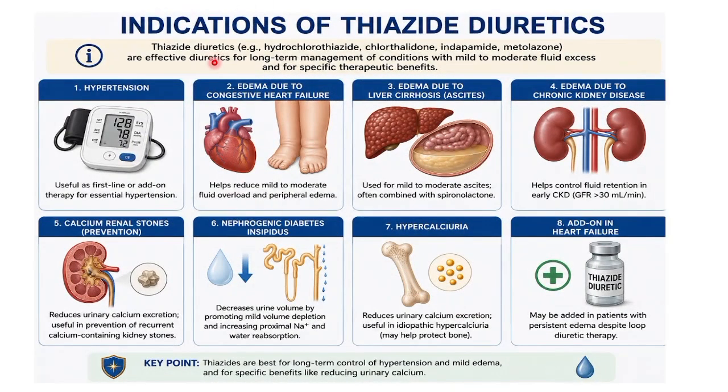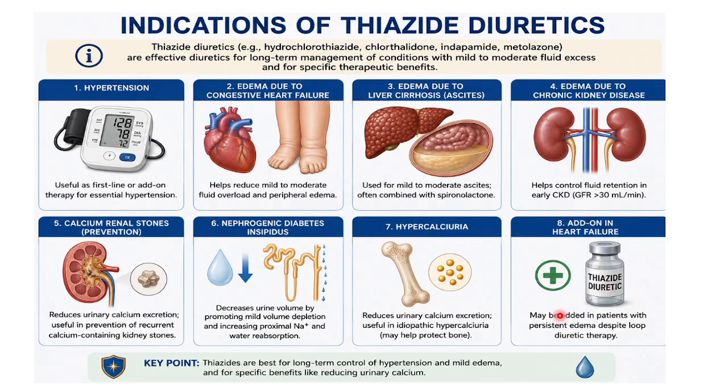So this is an AI image that I've derived on the indications of using thiazide diuretics. It can be used in managing primary essential hypertension. It can be used in edema, especially those due to congestive heart failure. It can also be used in edema due to liver cirrhosis, like ascites. It can also be used in edema caused by CKD. It can be used for those clients who need calcium renal stone prevention. It can also be used in nephrogenic DI and in hypercalciuria. So these are some of the indications.